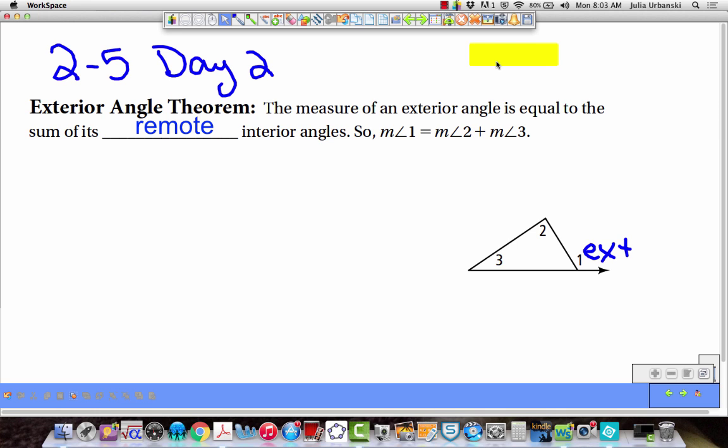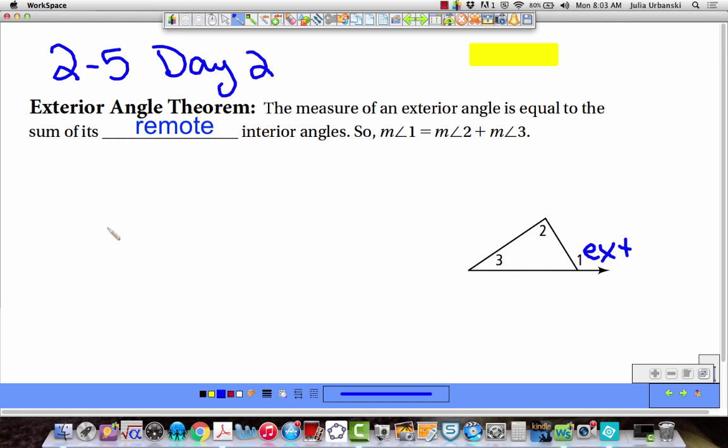You ever do those remote airplane things? Or remote cars? Anything remote, if someone says they're in a remote location, it means they're far away. So in this case, if they're talking about remote interior angles, they want the two inside angles that are far away. Like it's sitting there trying to use a remote control because it can't quite touch the 2 or it can't quite touch the 3. It's not close enough. Okay, so that's what you're looking for. This angle right here is touching this angle, it's not touching those two.